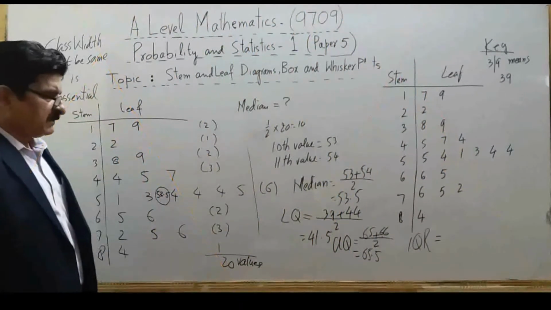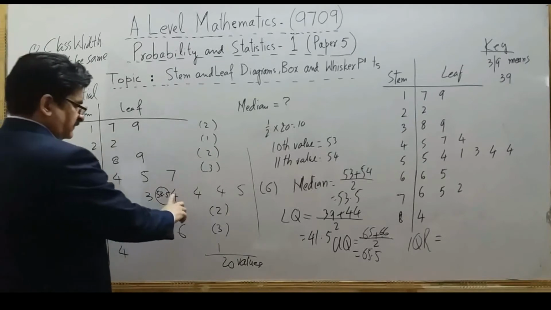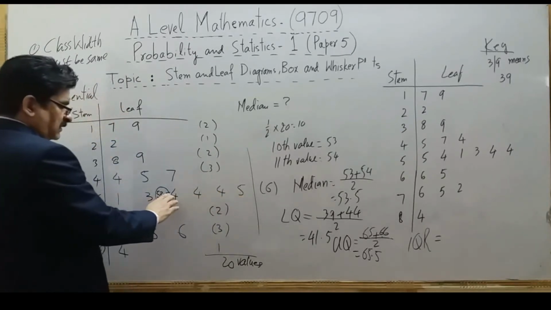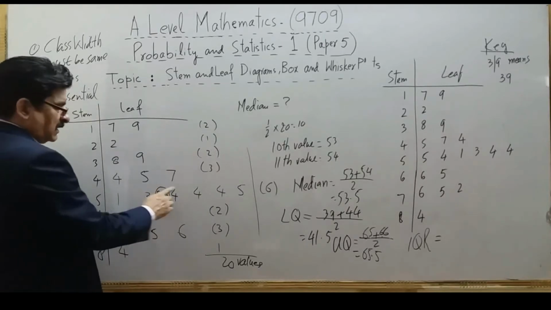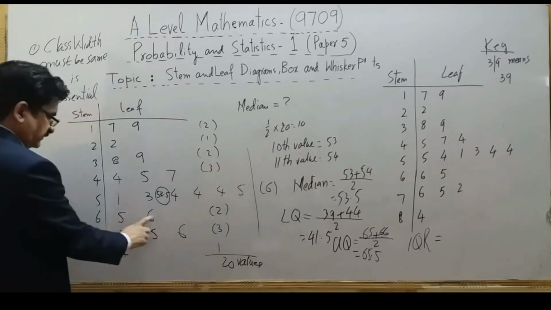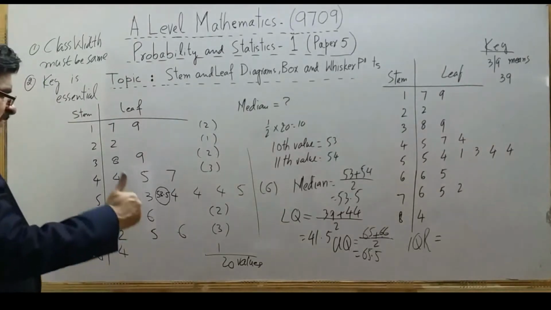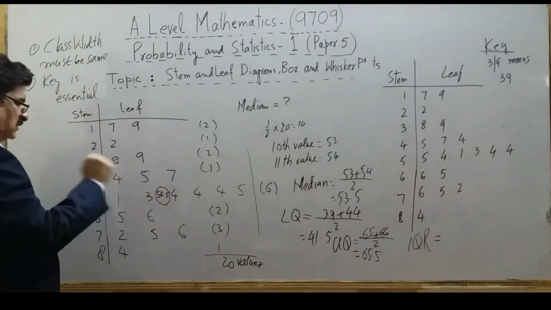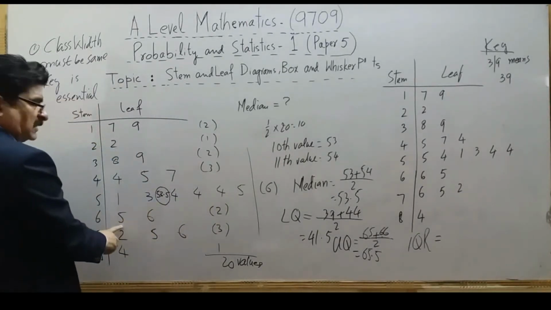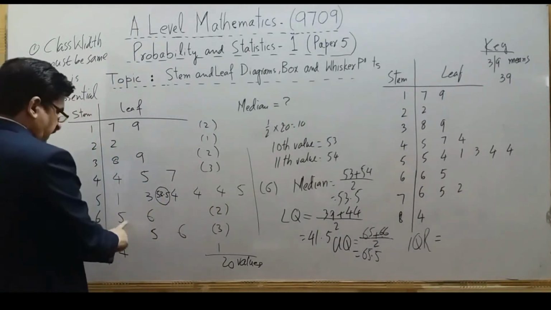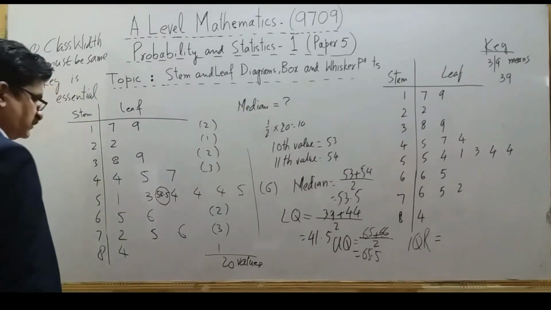Similarly, how will you find the upper quartile? Upper quartile is the median of the upper 50% of the data, or the data after the median. We have 1, 2, 3, 4, 5, 6, 7, 8, 9, 10 values. So 10 values mean the average of the 5th and 6th value. So the 5th value will be 1, 2, 3, 4 and 5. So this is 65 and then plus 66 divided by 2, which is 65.5.